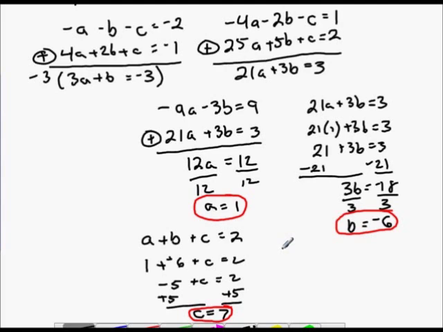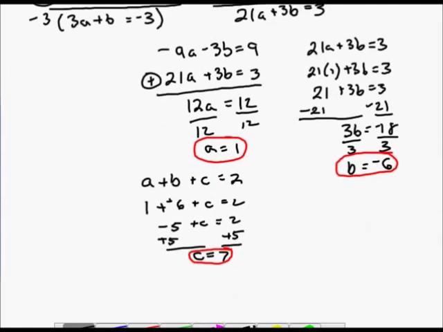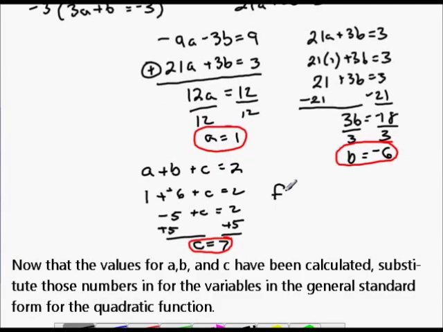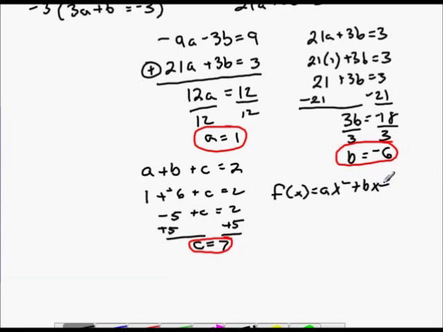So looking at the general form of the equation, we have f of x is equal to ax squared plus bx plus c. Rewriting that with our particular a, b, and c's, we're going to get x squared minus 6x plus 7. And that would be our answer for number 16.